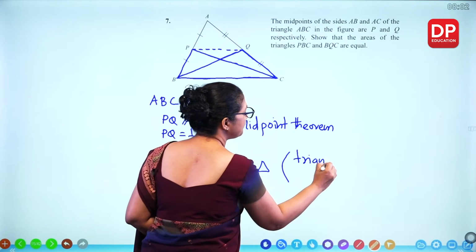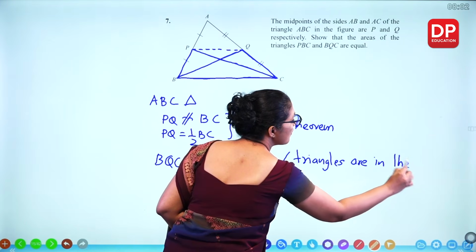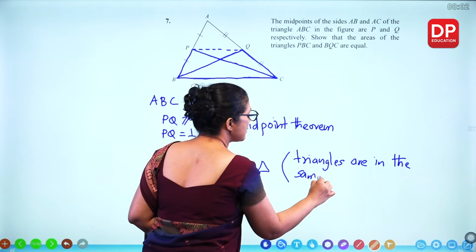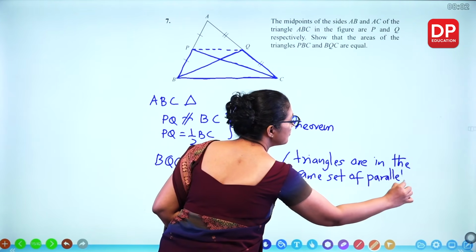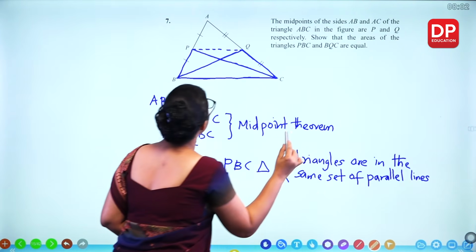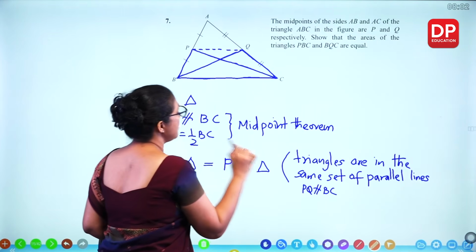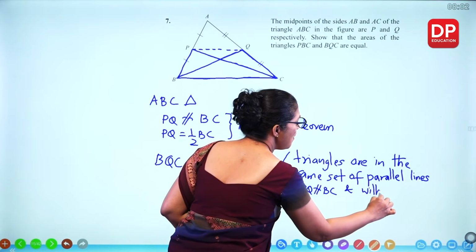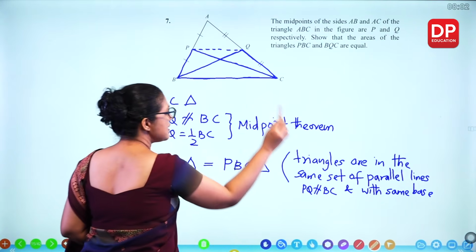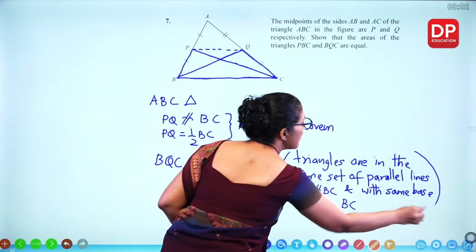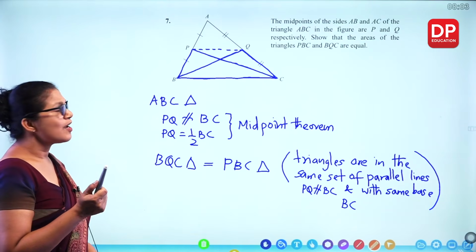Triangles are in the same set of parallel lines, PQ and BC, and with the same base BC. So we can straight away write down that the areas of the two triangles are equal.